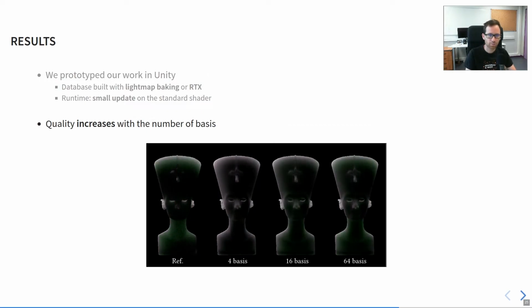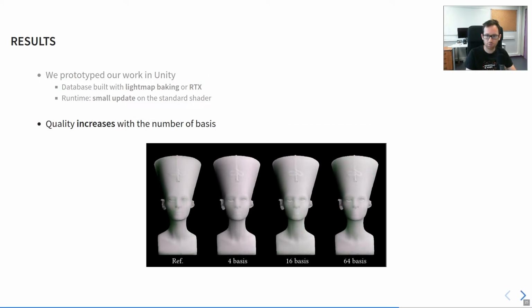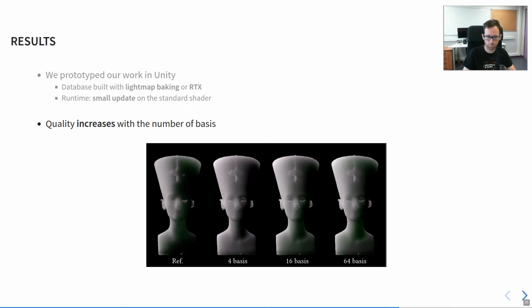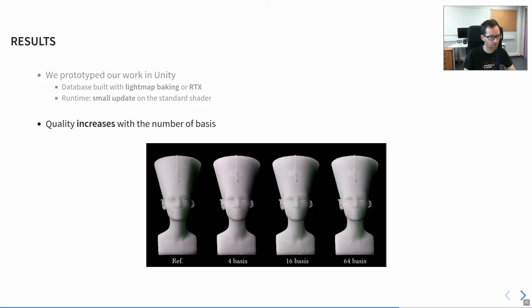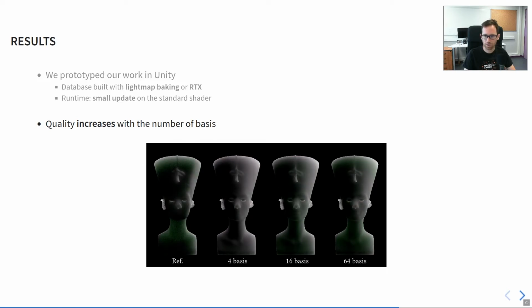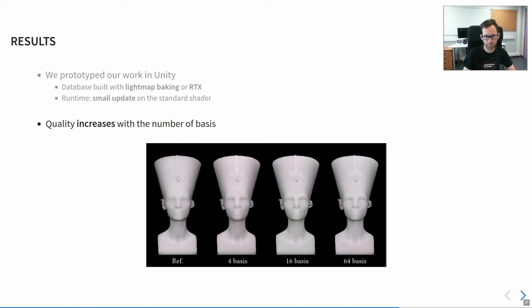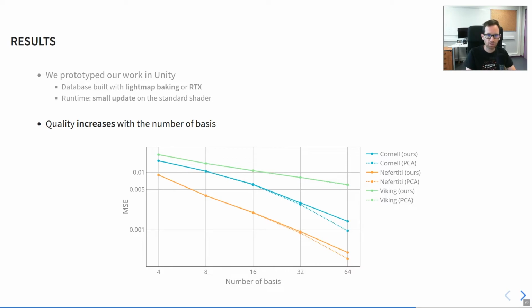We show that our method permits to reconstruct indirect illumination with a varying quality depending on the number of bases. As you can see here, the reference is on the left, and as we increase the number of bases, we get closer and closer to the target result. We validated that the transfer matrix does not impede the quality of reconstruction. In this graph, we compared the error of reconstruction using either our method or directly using the basis and projecting the indirect illumination inside it.